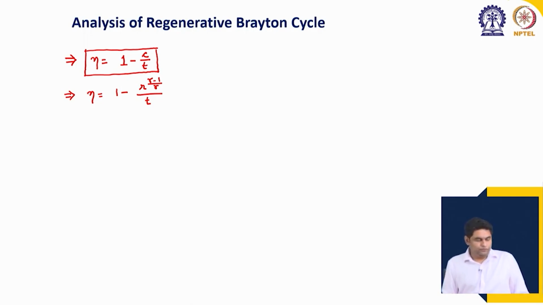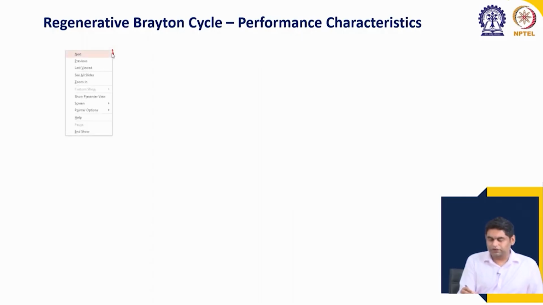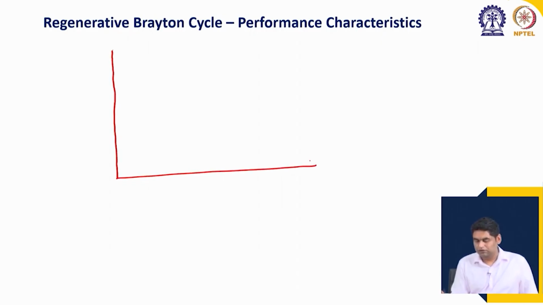So, we will finish this part with a quick understanding of how the performance characteristics look like. Okay. So, we know for standard Brayton cycle that the net work output variation will not be there. There will not be any net work output variation. So, we will draw only the efficiency variations. So, let us say efficiency versus r.